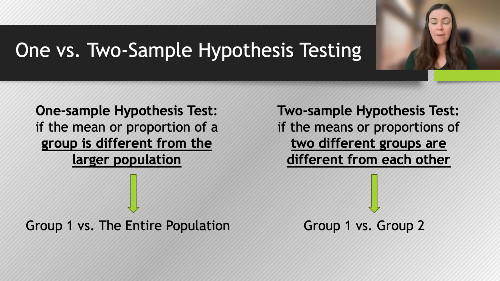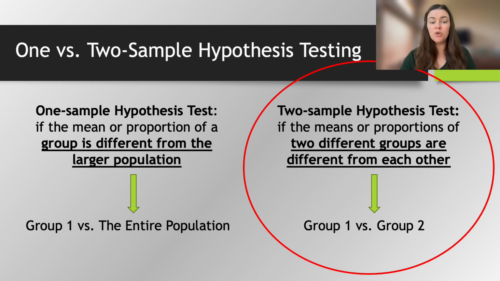In the Chapter 8 Part 1 video, we covered one-sample hypothesis testing, which is where we tested if the mean or proportion of a group is different from the larger population. So essentially, it was group 1 versus the entire population. Now we're going to be shifting over to two-sample hypothesis testing, which is where we're going to test if the means or proportions of two different groups are different from each other. And so now we're shifting away from the idea of one group versus the entire population to two specific groups, and we can measure whether there's differences between them or not.